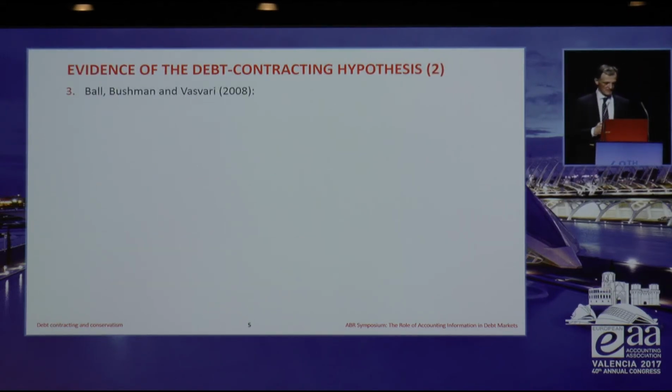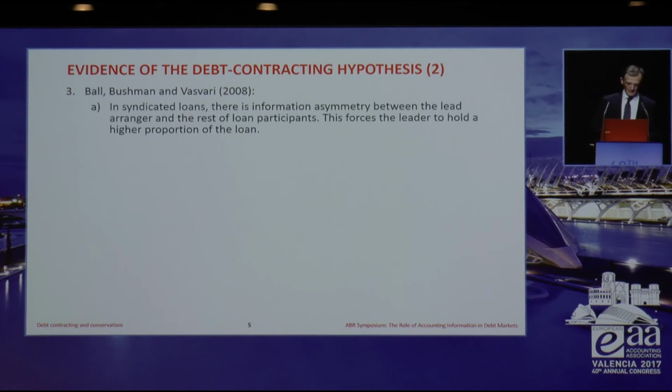The third piece of evidence is by Ball, Bushman, and Basbury. Here, they use a setting of syndicated loans. As you know, in a syndicated loan, a group of banks get together to spread the risk of a particular loan. And in the syndicate, there is a lead arranger, a leader, and it's the bank that deals directly with the borrower, performs the due diligence, and is the one that monitors the performance of the loan.